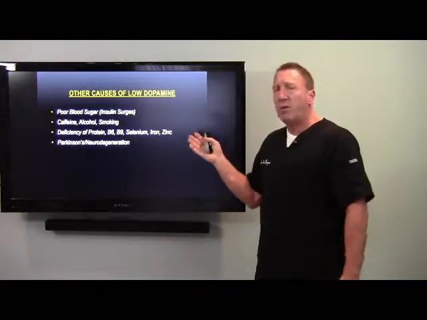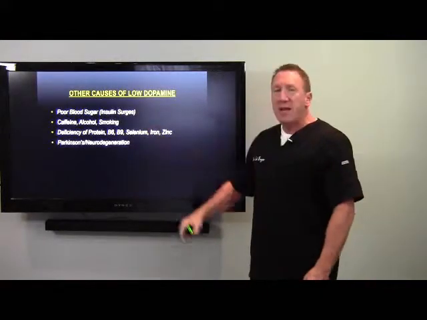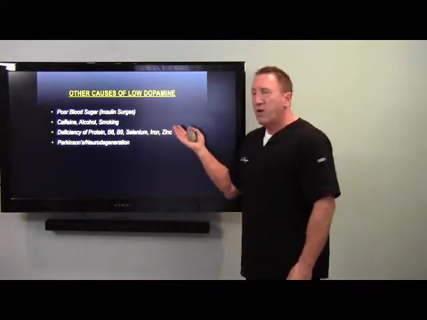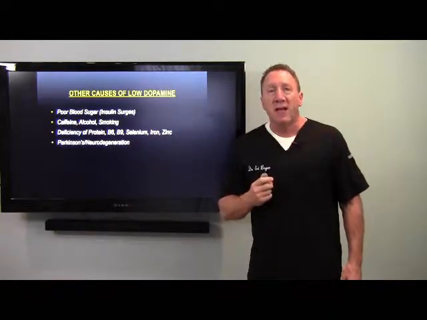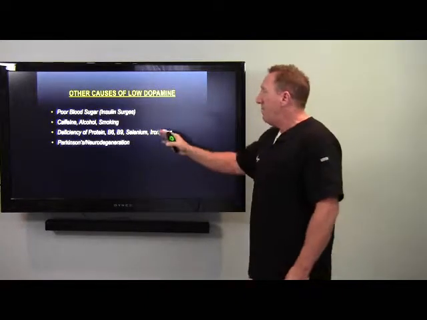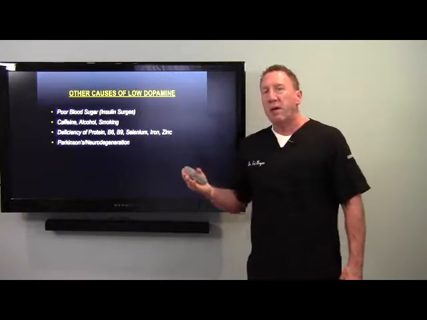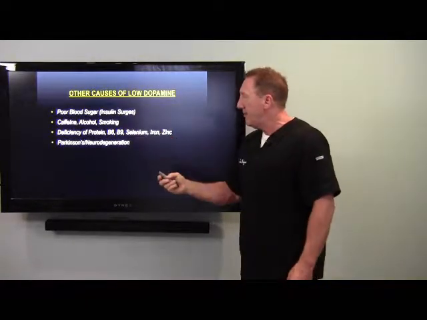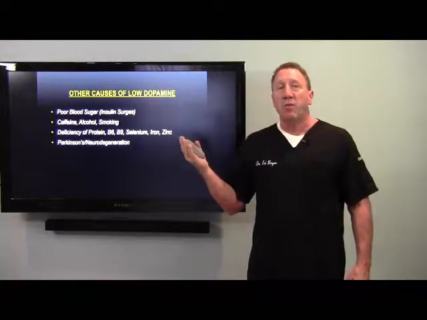Other causes of low dopamine: poor blood sugar, insulin surges, caffeine, alcohol, smoking, deficiencies in protein, especially the amino acid tyrosine, which is the precursor to dopamine, B6, B9, selenium, iron, and zinc. These are all needed to make dopamine. So if we're depleted in them, then we won't be able to make dopamine.